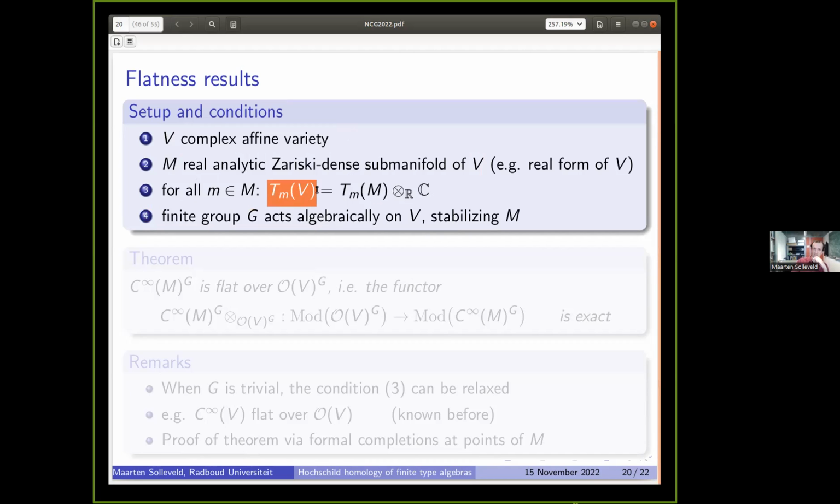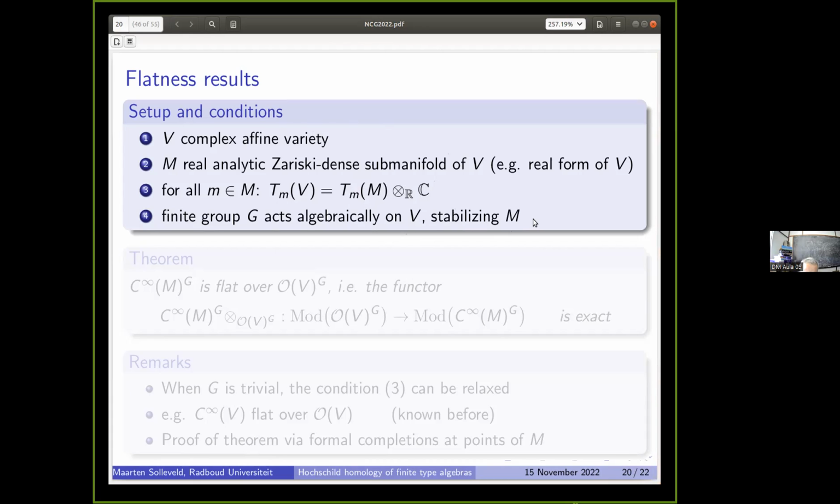The tangent space of V at the point M is a complex vector space, because V is a complex variety. And the tangent space of M at the point M is a real vector space, because M is just a real smooth manifold. If you tensor it up with the complex numbers over the reals, they should be equal. This means the dimension of V as a complex variety is equal to the dimension of M as a real manifold. And to get more generality, I also want to allow for an action of a finite group which preserves both the structures of the affine variety and of the smooth manifold.